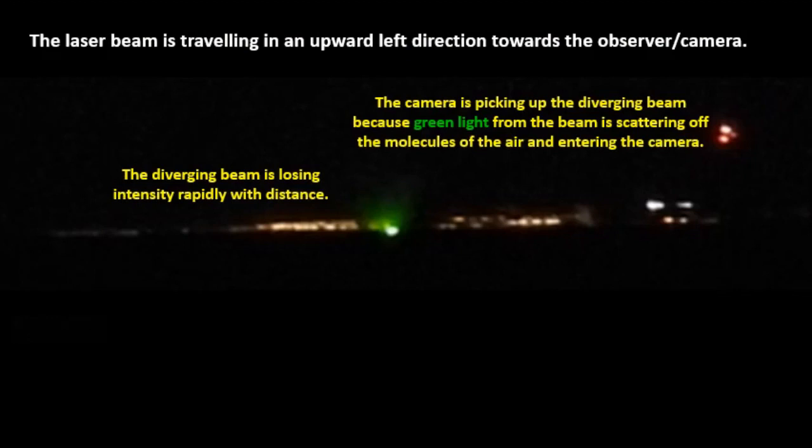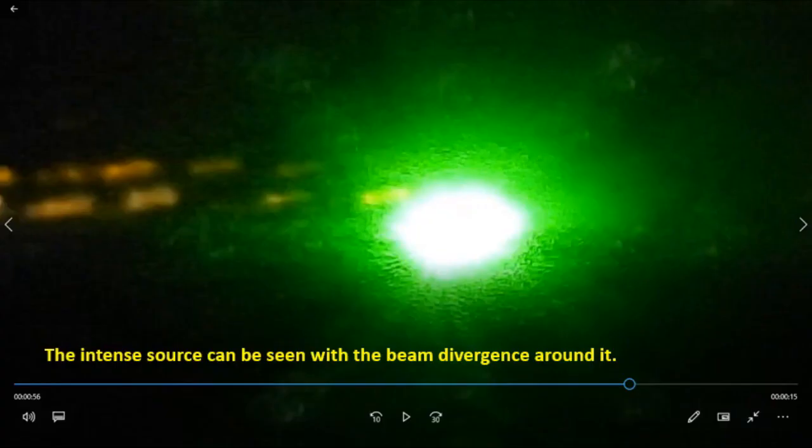The laser beam is traveling in an upward left direction toward the observer camera. The camera is picking up the diverging beam because green light from the beam is scattering off the molecules of the air and entering the camera. The diverging beam is losing intensity rapidly with distance. The intense source can be seen with the beam divergence around it.